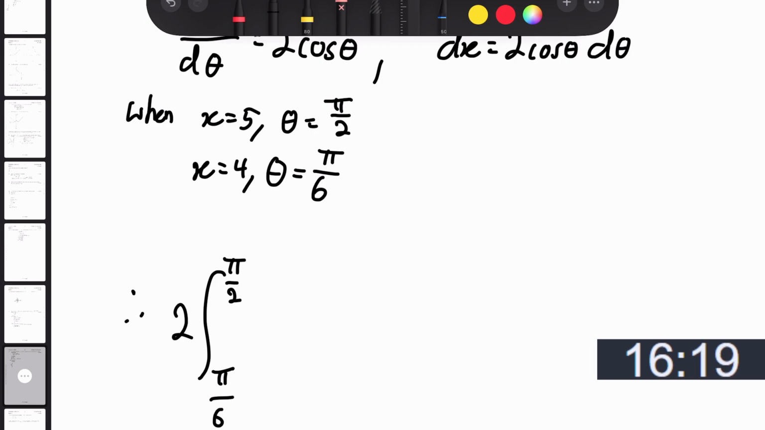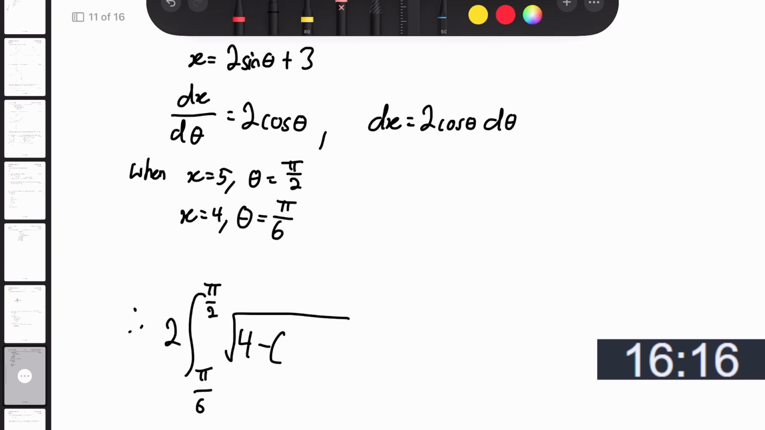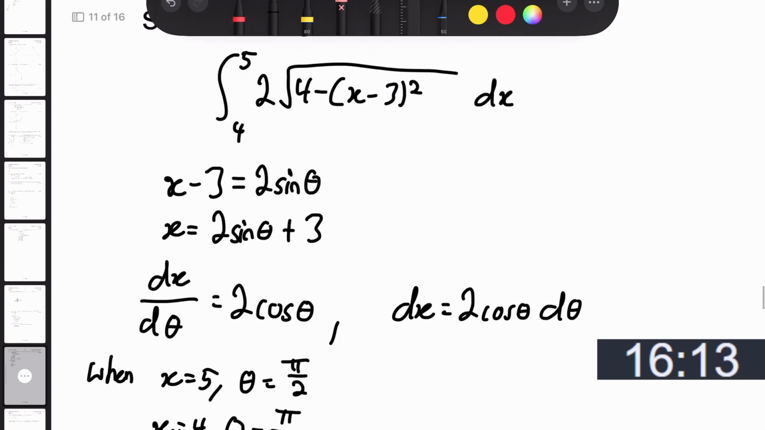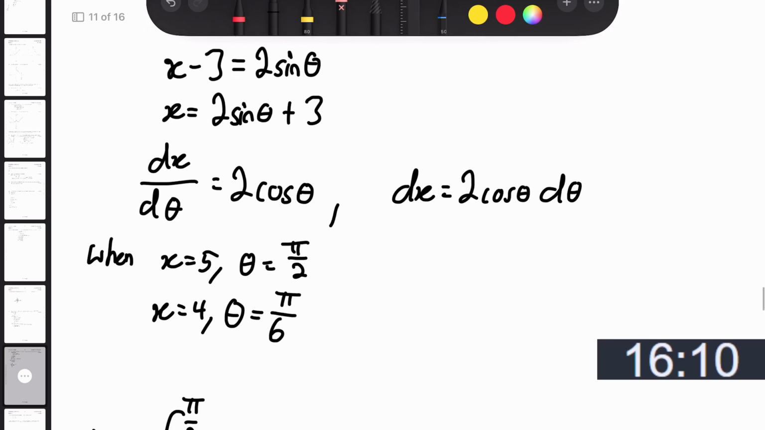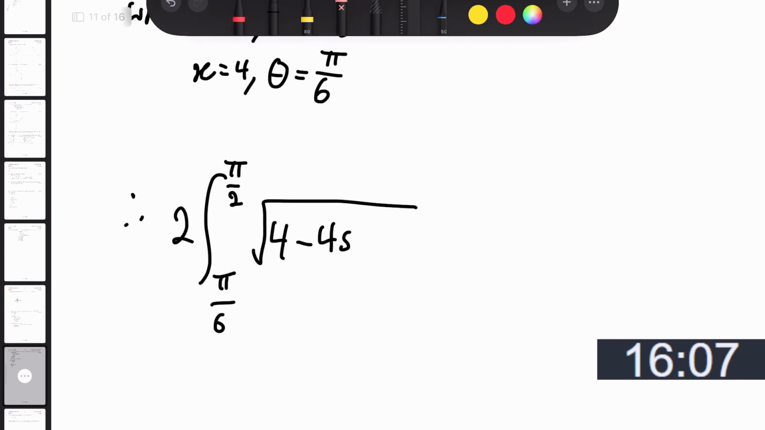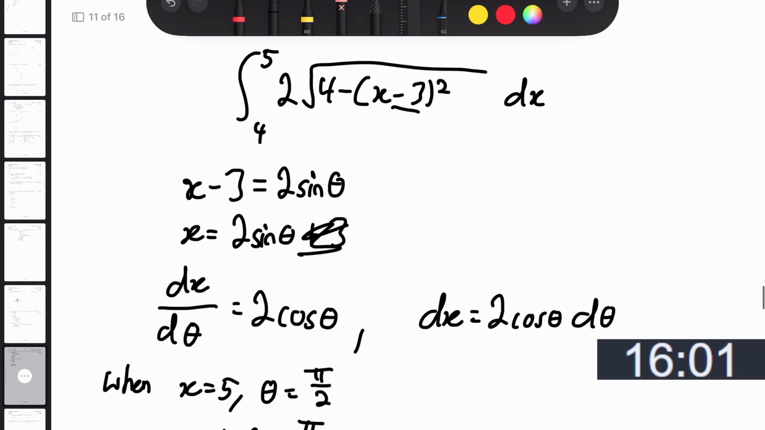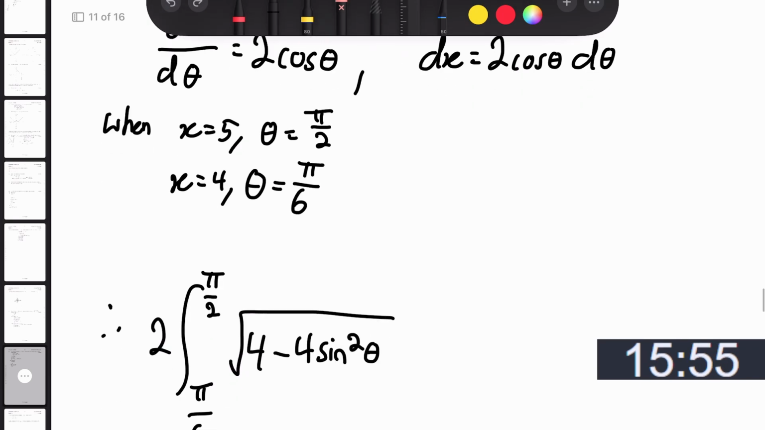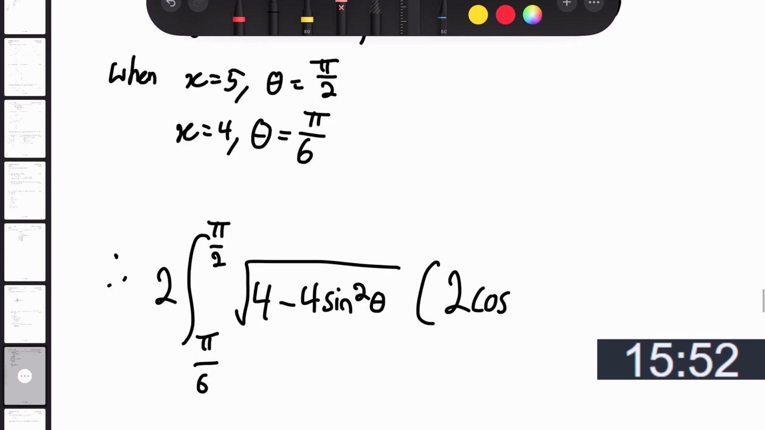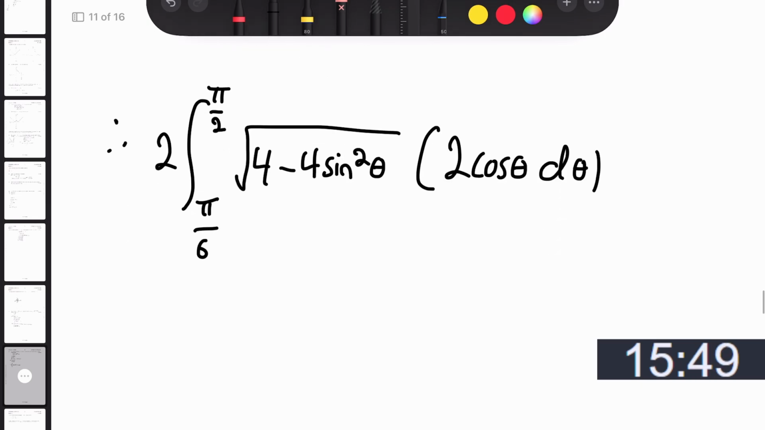I'll put this 2 on the outside, square root of 4 minus, then x minus 3 is going to be just 2 sine of theta, so minus 4 sine squared of theta, because that minus 3 is going to get rid of that, and then we have to square this. Okay, and then dx is 2 cosine of theta d theta, and this is going to equal... So we can pull a factor of 2 out from here and from here. So we're going to get 8 of pi on 6, pi on 2.